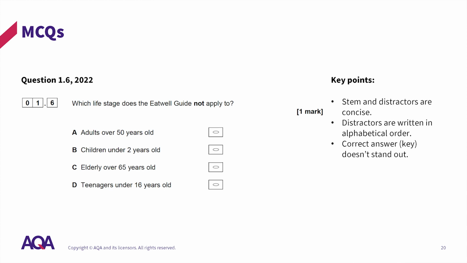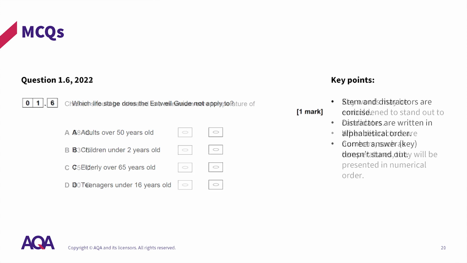Typically, multiple choice questions will be worded positively and without the use of the word not. However, use of the word not is appropriate here as our students will have learnt about which one of the life stages does not follow the Eat Well guide. The word not is written in bold to draw students' attention to it.